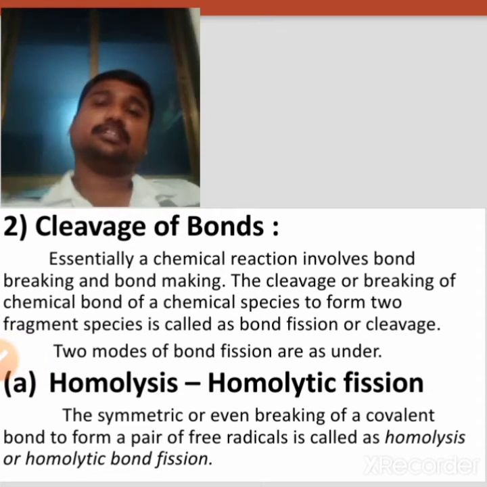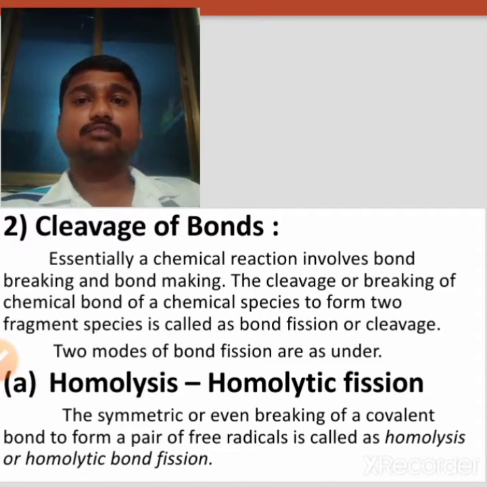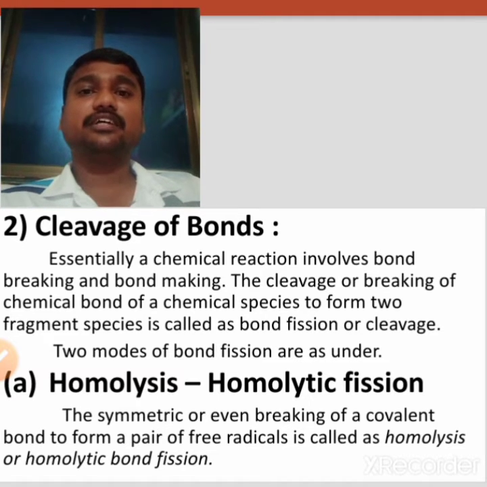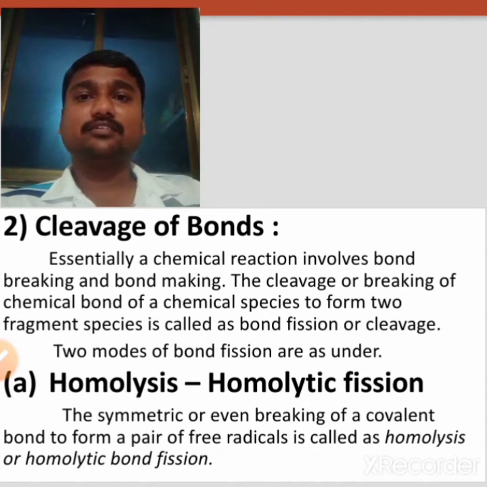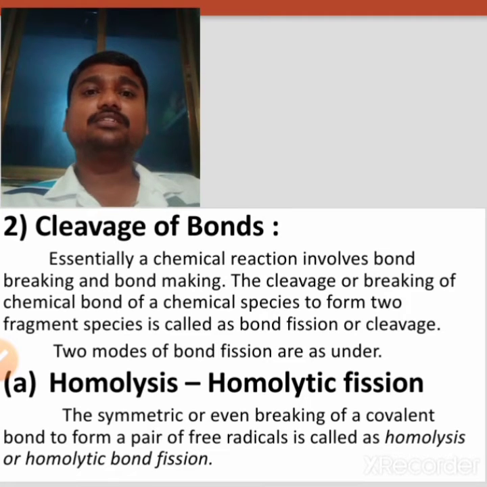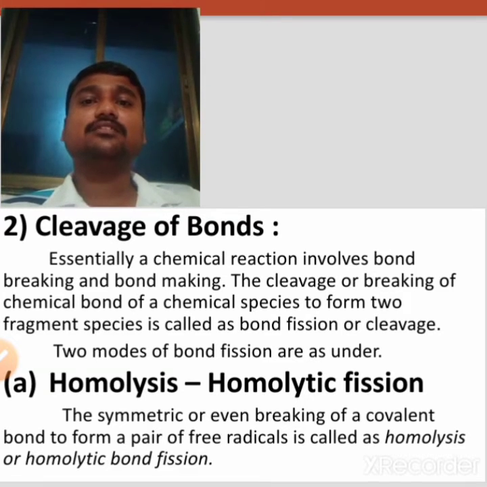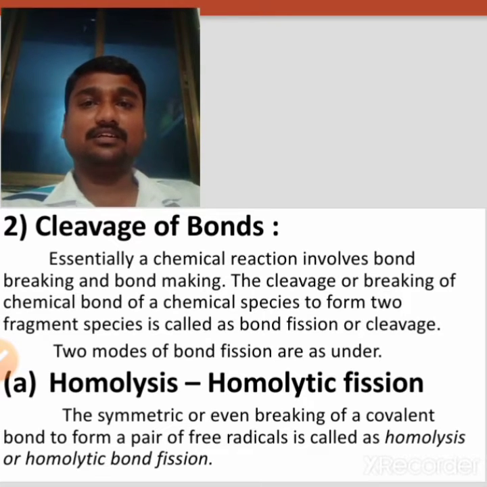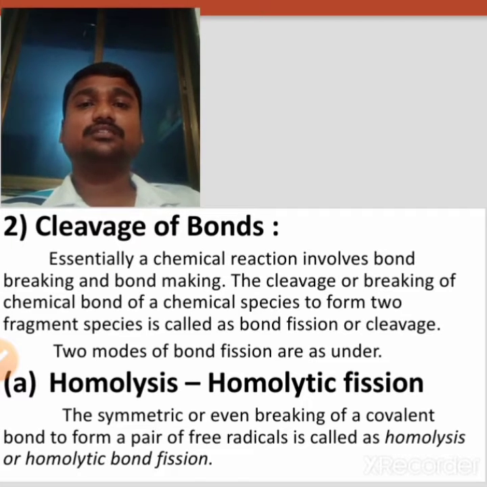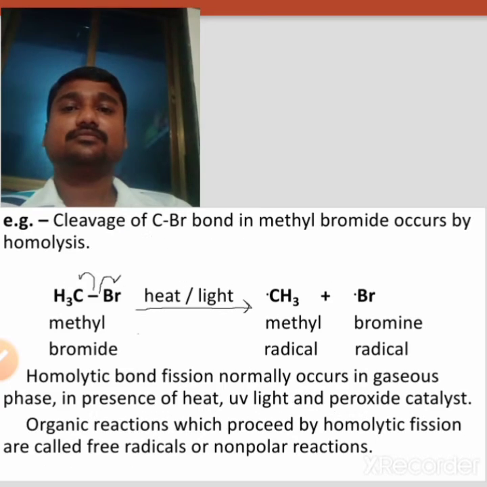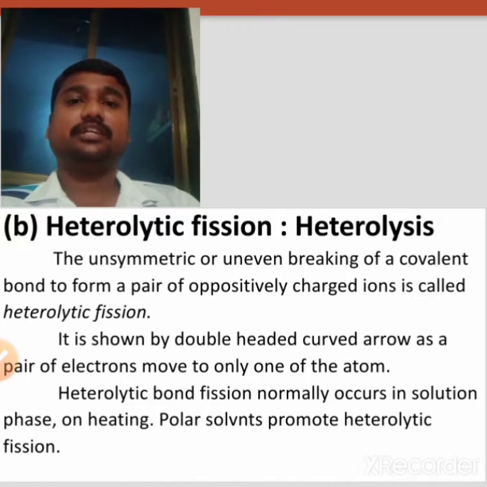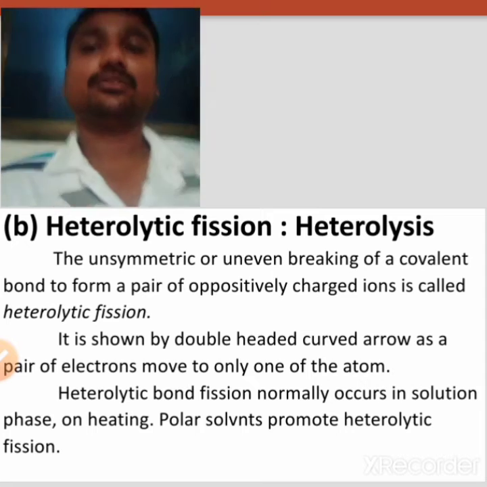The next point of this unit, cleavage of bond. Essentially a chemical reaction involves bond breaking and bond making. The cleavage or breaking of a chemical bond of a chemical species to form two fragment species is called bond fission or cleavage of bond. Two modes of bond fission are as under. First one is homolysis, also called homolytic fission, and second one is heterolytic fission, also called heterolysis.